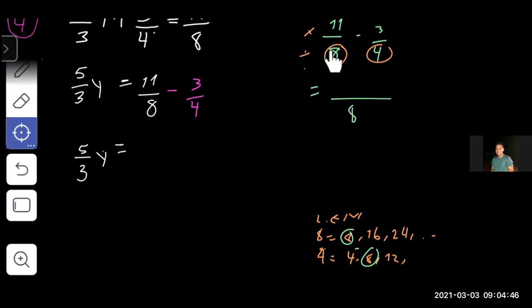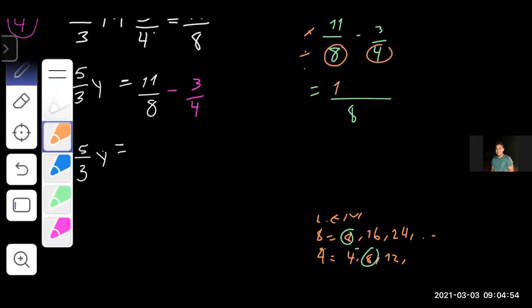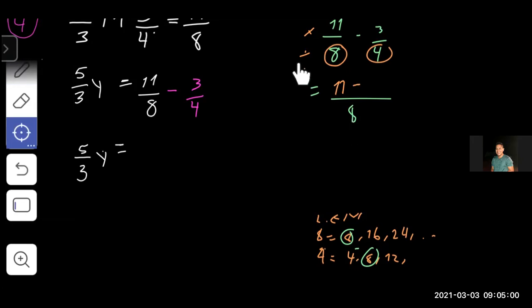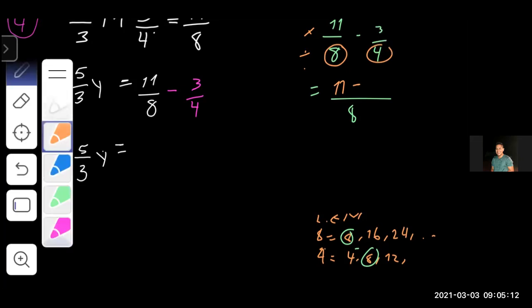8 divided by 8, guys, is 1. Help me out. 1 times 11 is 11. Minus, we copy the sign, minus. Let's go to the second one. 8 divided by 4, guys, is 2. 2 times 3 is 6. Guys, it's already done. That is not difficult. 11 minus 6, guys, is 5, right? Is that correct? Help me out, I don't want to make any mistake. 5/8.